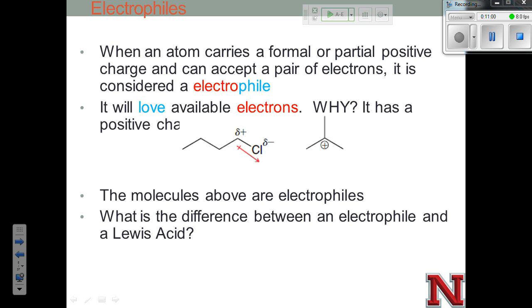Whenever we have a reaction, even if we've never seen it, we should first find our source of electrons and find our place electrons can go. So sometimes electrophiles are called electron sinks because you can put electrons in them. They can accept them.